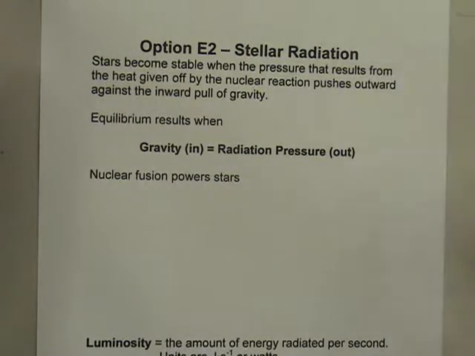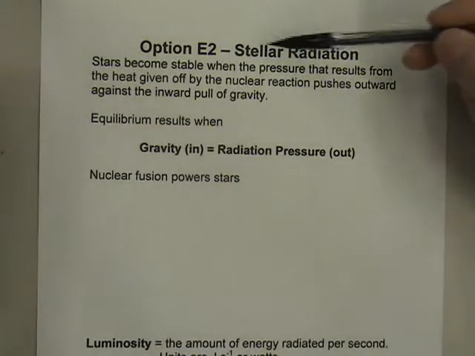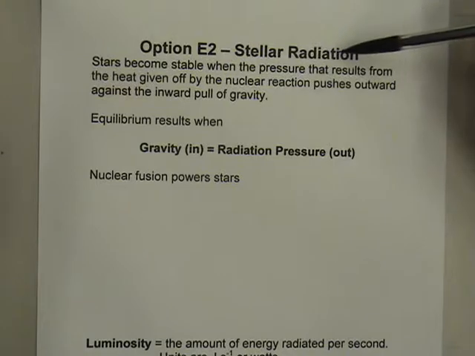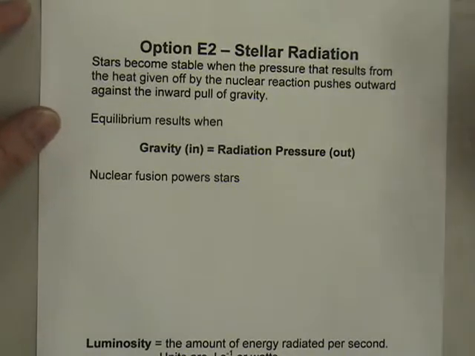Okay, option E2, stellar radiation. Stellar radiation is an extremely important topic because everything that we know about stars comes from the light or the radiation that we receive from them. And stars are essentially a giant ball of gas which has a nuclear reaction at its core. Stars become stars when that nuclear reaction ignites.